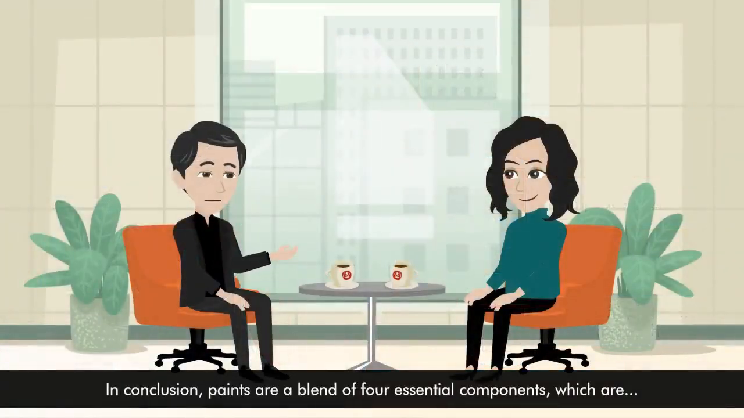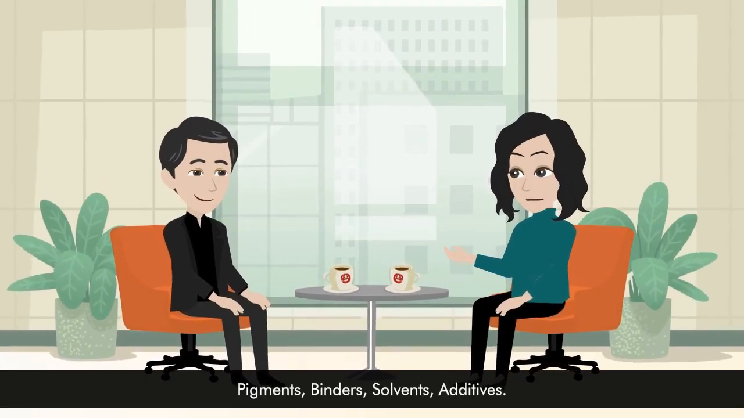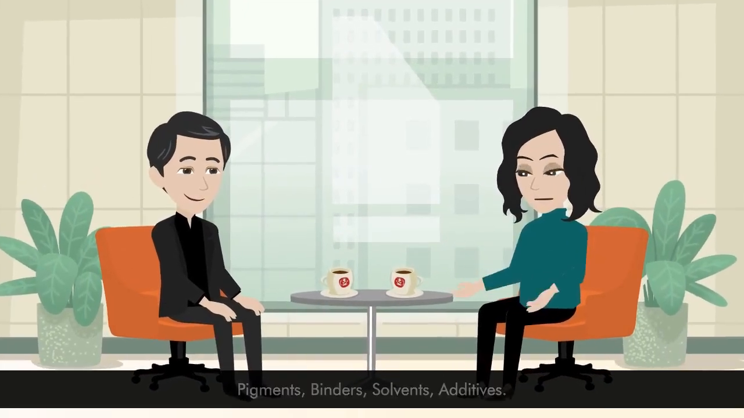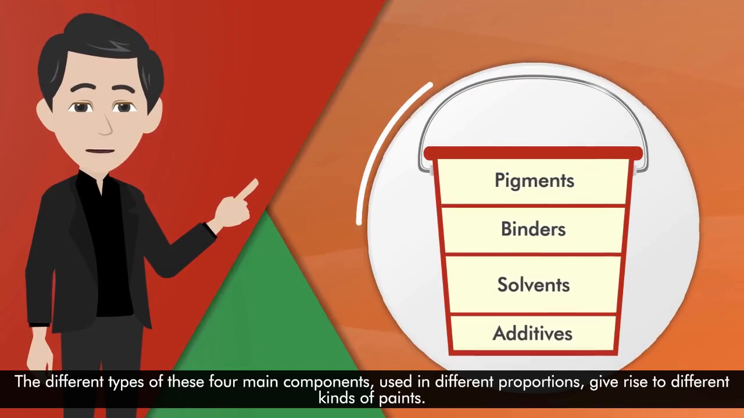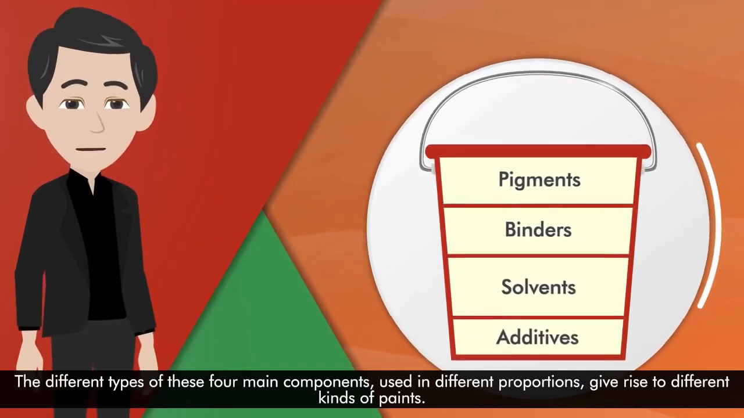In conclusion, paints are a blend of four essential components, which are pigments, binders, solvents, and additives. The different types of these four main components used in different proportions give rise to different kinds of paints.